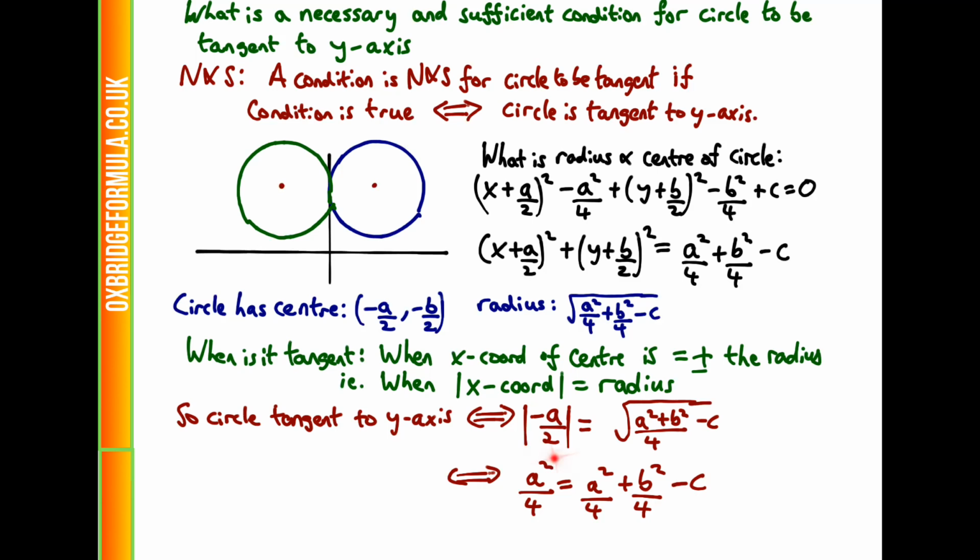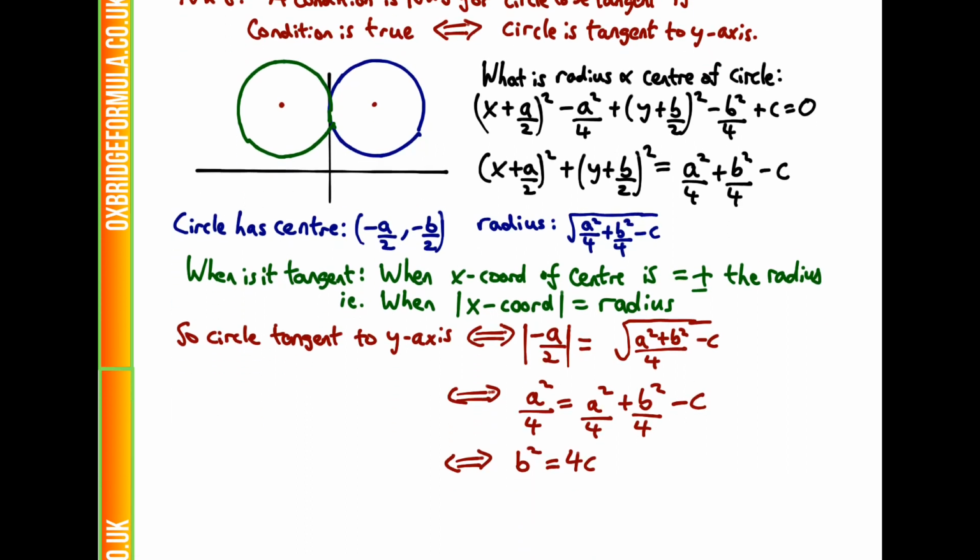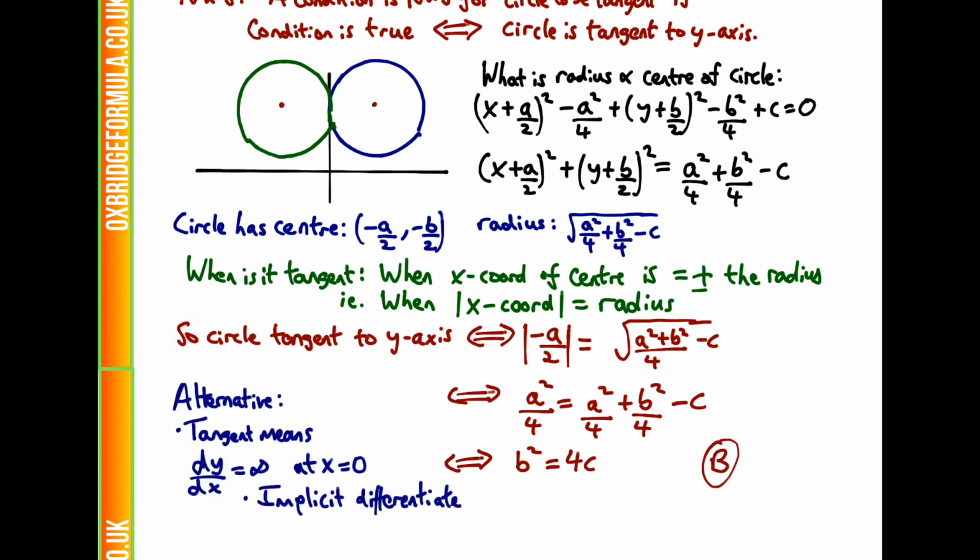And now we can cancel this a²/4. And we're left with b² = 4c. And so this statement is equivalent to this, and this statement is equivalent to the condition that the circle is tangent to the y-axis. So our answer is B.